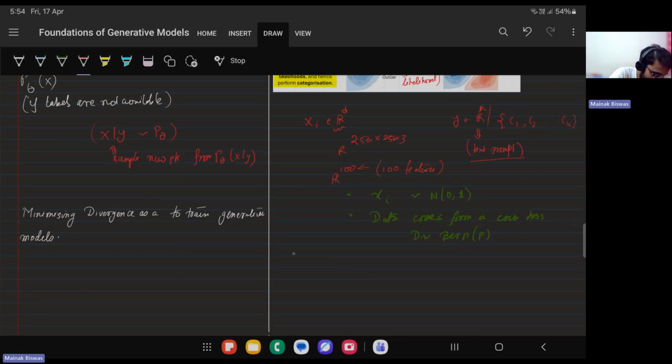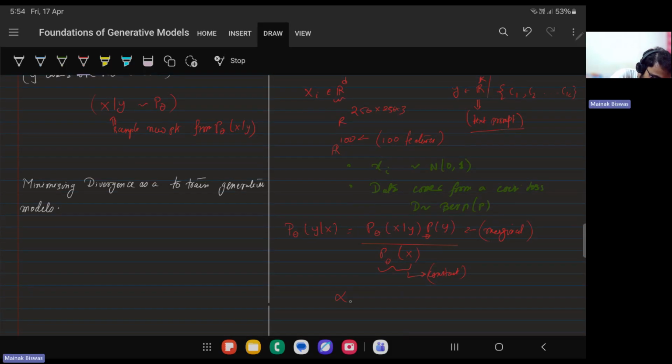So P of y given x: if you learn P of x given y, it's just multiplying by P of y, which is just the marginal distribution. And you will have a P theta of x, which is generally constant because you're summing over all classes. So you treat it as constant. You just say it is proportional to P theta of x given y and P theta of y. So if you have priors on y, just multiply.